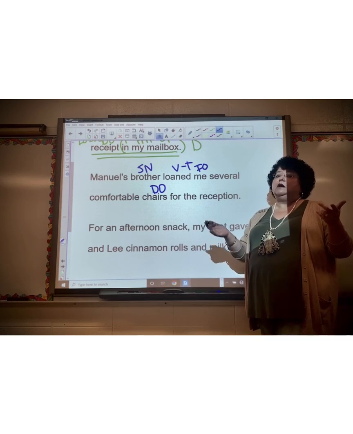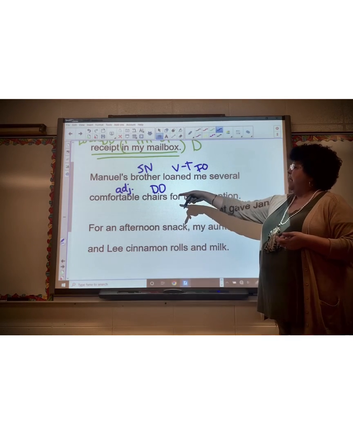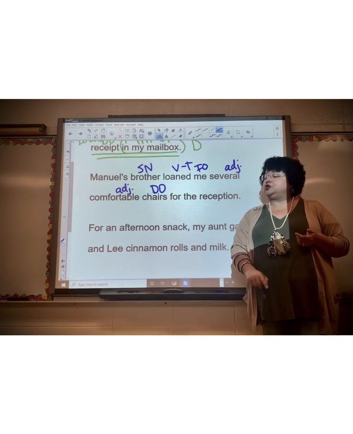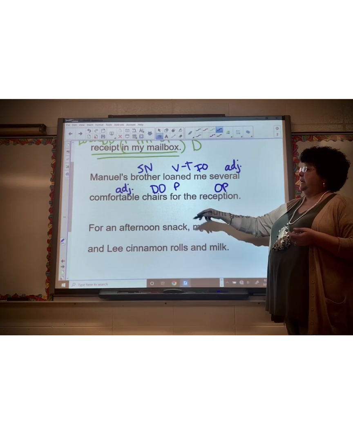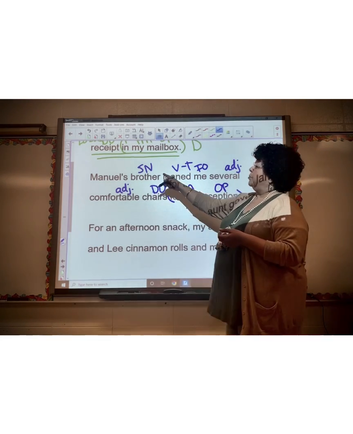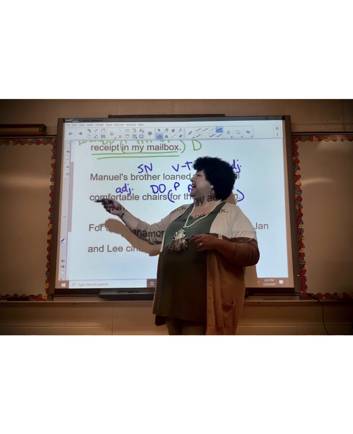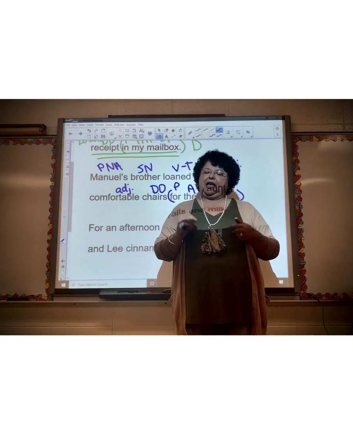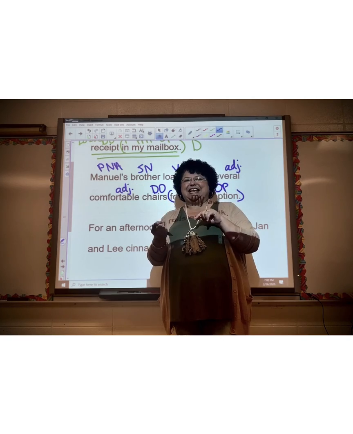Let's look at chairs. What kind of chairs? Comfortable. Adjective. Because it tells about chairs. How many chairs? Several. Adjective, because it tells about chairs. For, preposition, object, reception, the, article, adjective, prepositional phrase. Brother, whose brother? Manuel's brother. So that is a P-N-A, possessive noun adjective, because it's a noun that has an apostrophe S. It acts as a possessive adjective.